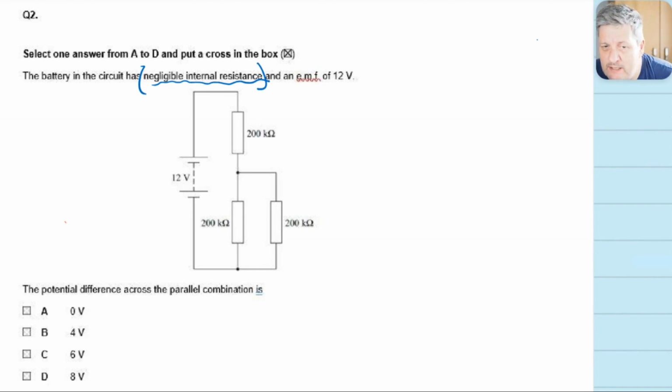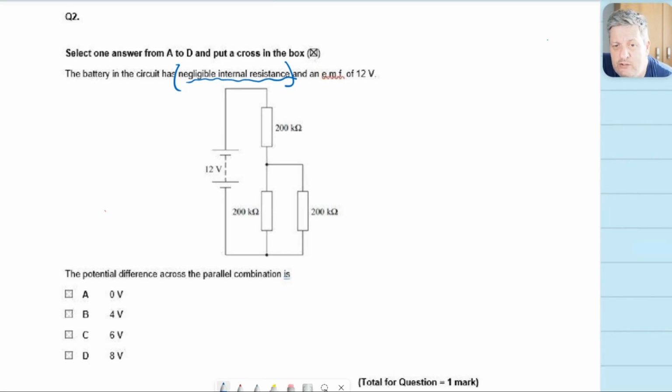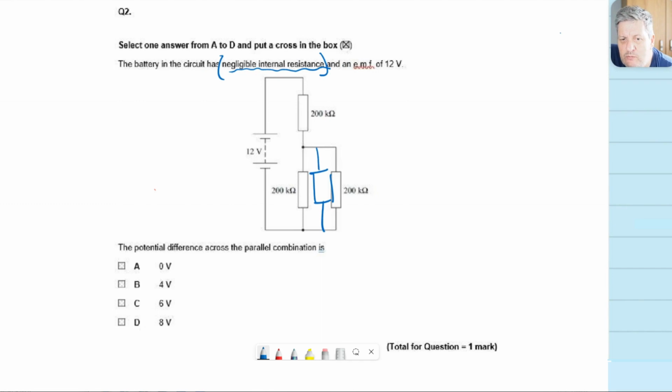And the question is going to be more about our knowledge of just basic circuit rules and resistor combinations and potential dividers. So we've got these two in parallel. We can simplify things down here by calculating the effective resistance of those two resistors combined together. So we know the rule for parallel resistors. 1 over R total equals 1 over R1 plus 1 over R2. And then put the values in, so 1 over 200 plus 1 over 200.